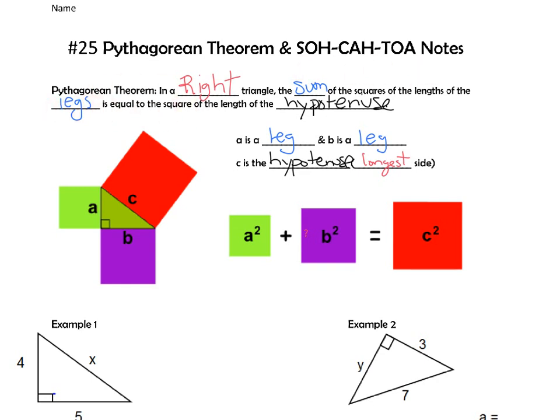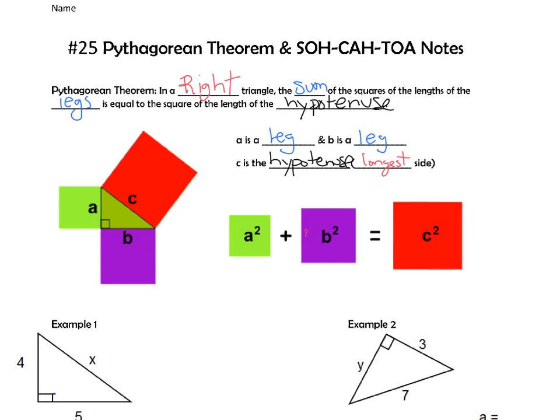So, Pythagorean theorem. In a right triangle, the sum of the squares of the lengths of the legs is equal to the square of the length of the hypotenuse. So in the picture that we have here, this is my right triangle. As you can see, it's noted by this symbol here. A is considered a leg, B is also considered a leg, and C is the hypotenuse because it is the longest side, which you will always find located across from the 90 degree.